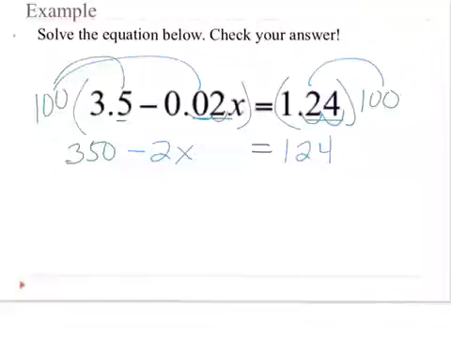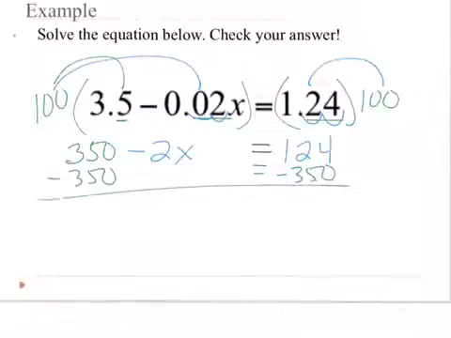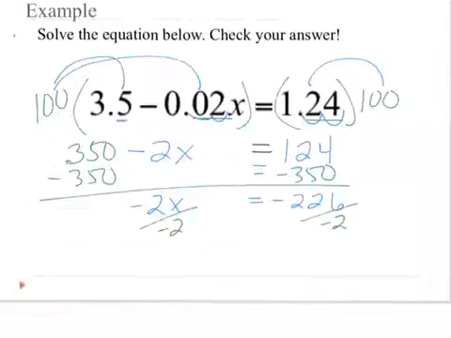I'm going to follow my steps. I've done the distribute. I have combined like terms, so now I need to add and subtract from both sides. So I'm going to subtract 350 from the left, subtract 350 from the right. Remember, my goal is to get this 2x by itself and then the x by itself. So this is going to equal negative 2x equals, now I'm going to divide both sides by negative 2 or multiply by negative 1/2 and get x equals a positive 1/3.